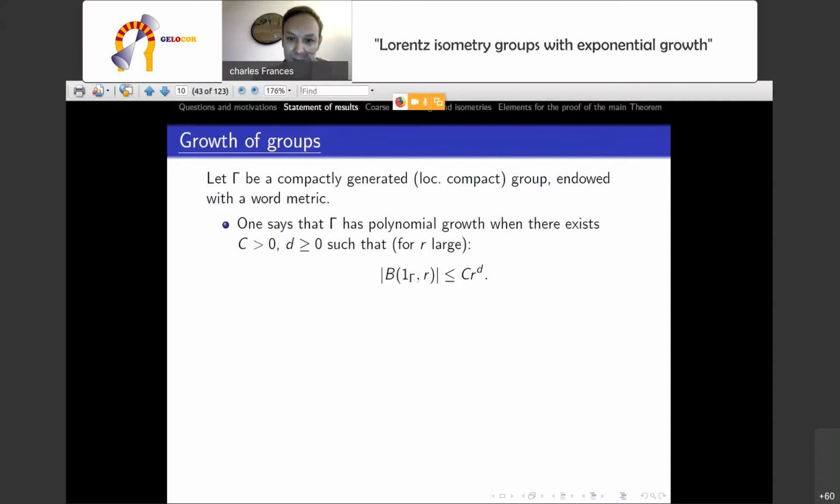So it's an asymptotic estimate. The volume is relative to some right invariant Haar measure on your group. So if the group is finitely generated, it's just the cardinal of the ball. An example of a group with polynomial growth is any finitely generated nilpotent group. And of course, you have a celebrated result of Gromov saying that virtually the converse is true.